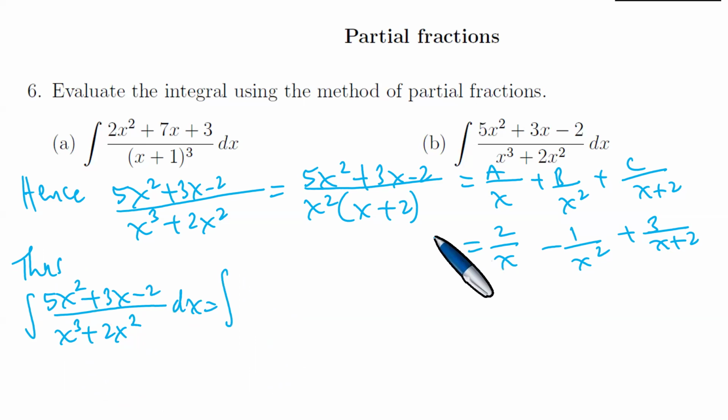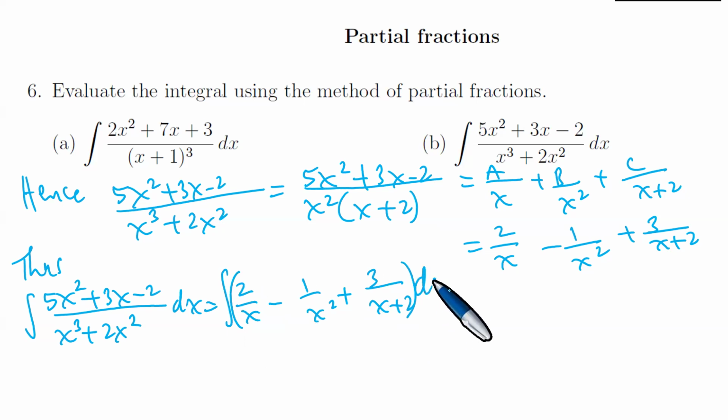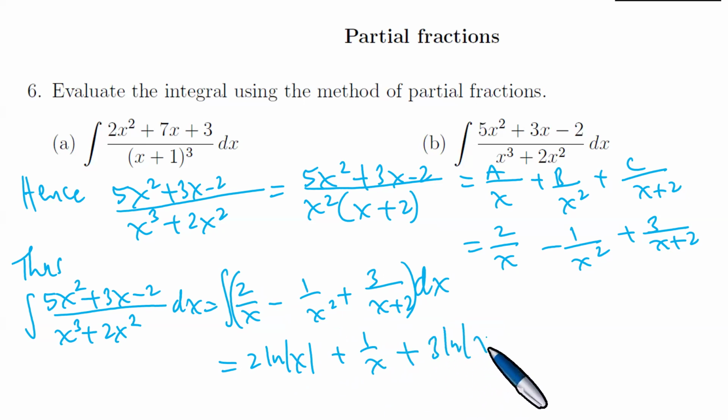To do this integral, you have to do the integral of 2 over x dx, which is 2 ln of this. If you integrate this one, it is plus 1 over x. Plus 3 ln of x plus 2. Plus c. Okay, look at this one and make sure you understand it.